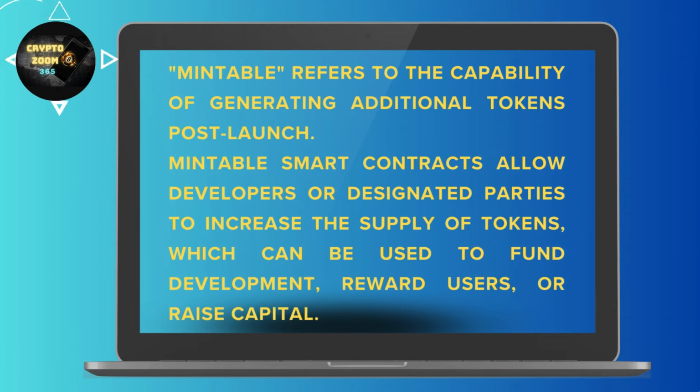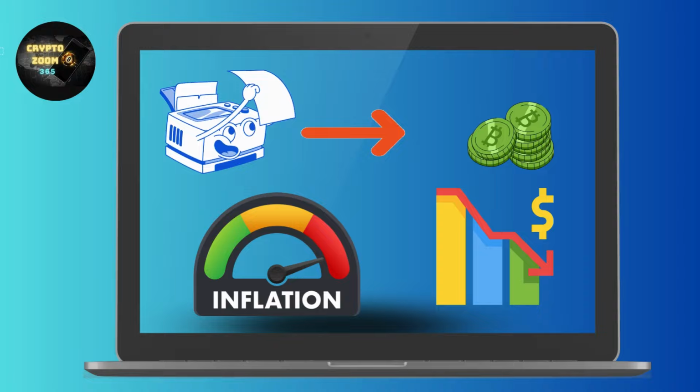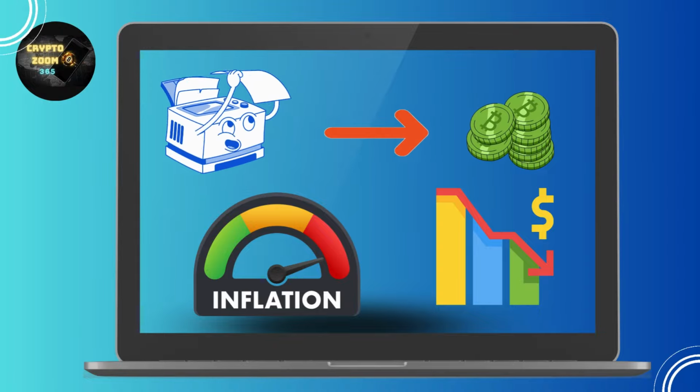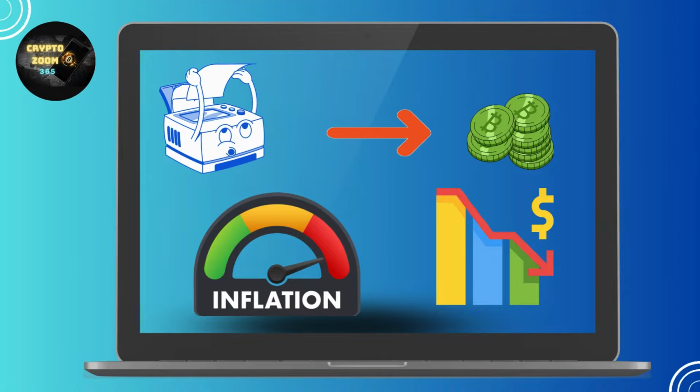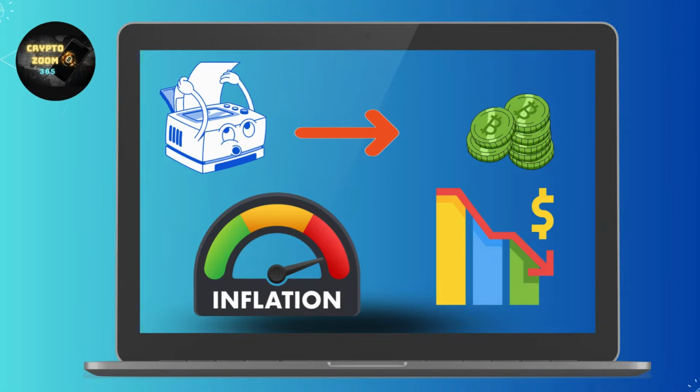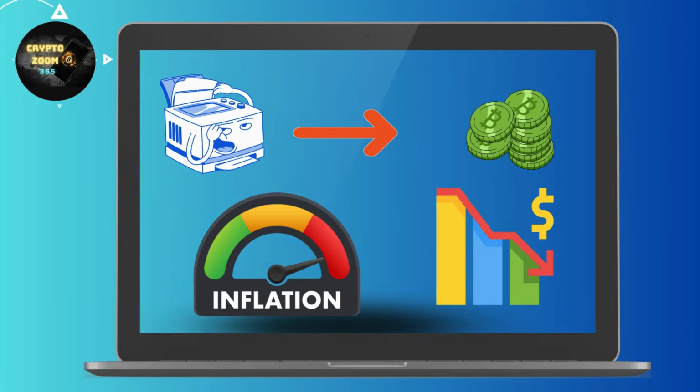Investor risks: value dilution. Additional token issuance can dilute the value of existing tokens, reducing their worth as the supply increases without adding real value. Inflation: generating more tokens can lead to inflation within the token ecosystem, diminishing purchasing power and long-term value.